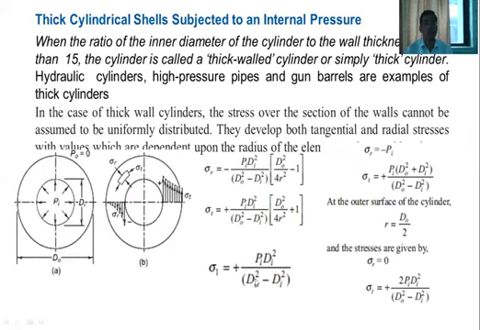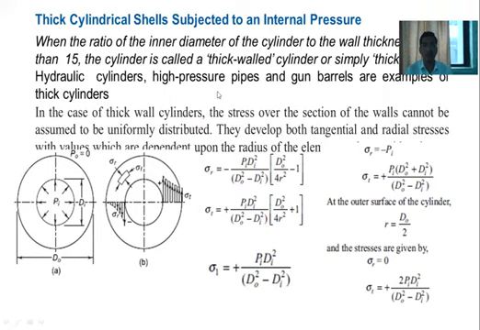Then the next point is a thick cylinder shell subjected to an internal pressure. When the ratio of inner diameter of the cylinder to the wall thickness is less than 15, the cylinder is called a thick cylinder. Hydraulic cylinders, high pressure pipes and gun barrels are examples of the thick cylinder. Means if the inner diameter to wall thickness ratio is less than 15, then that cylinder is called a thick cylinder.